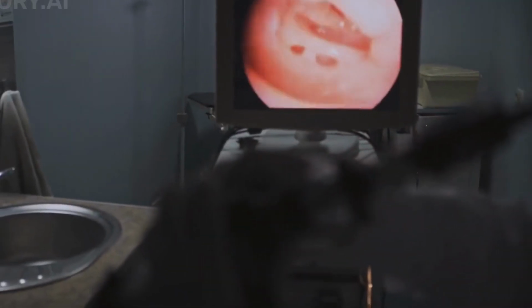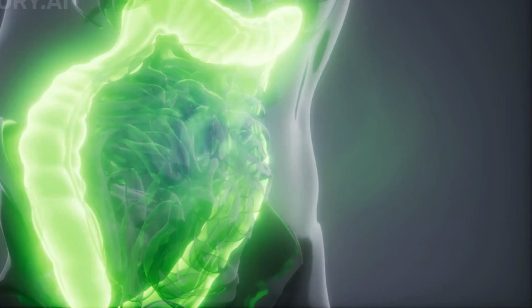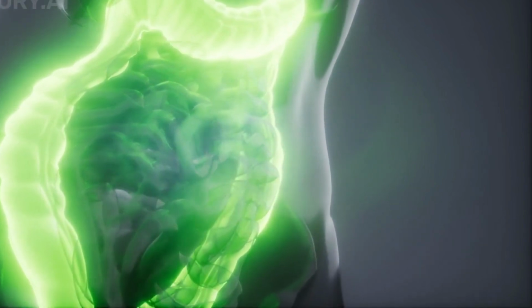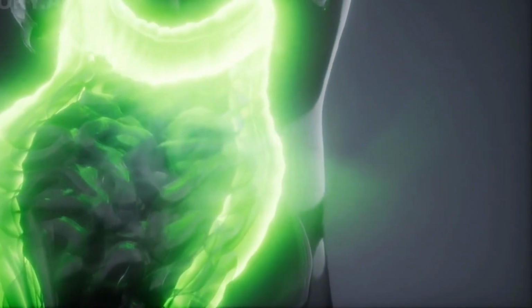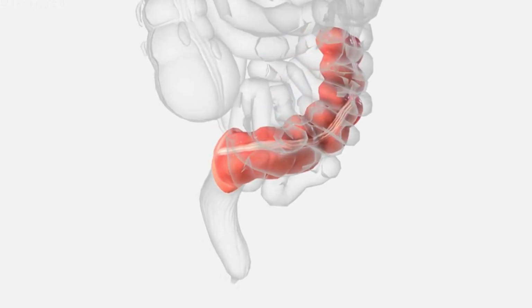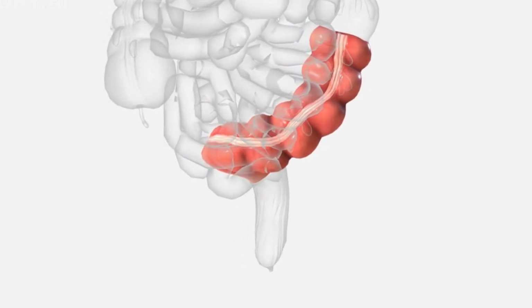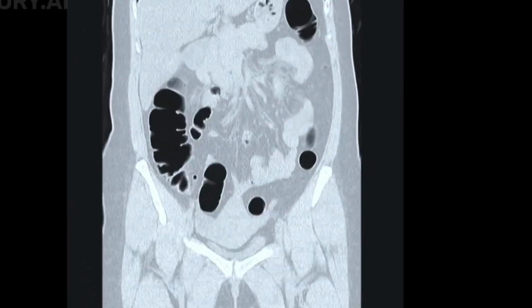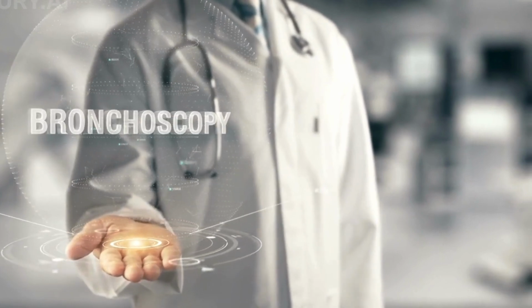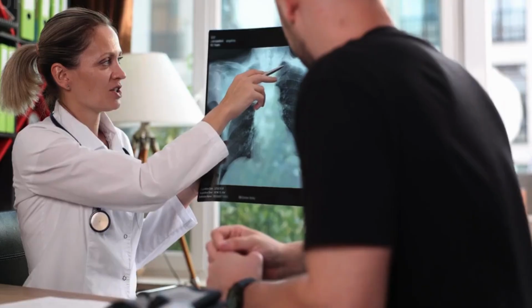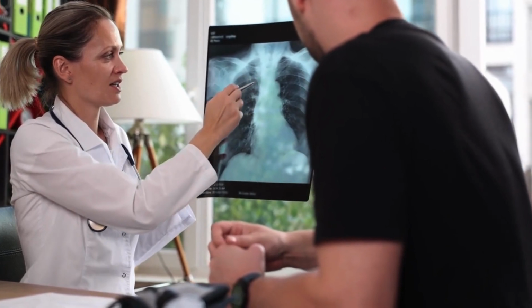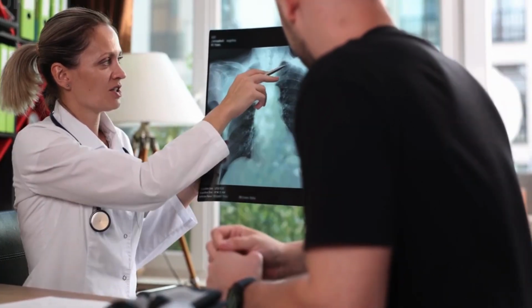2. Colonoscopy. Colonoscopy is used to examine the colon and rectum. It helps detect polyps, colorectal cancer, and inflammatory bowel disease. 3. Sigmoidoscopy. This procedure is similar to a colonoscopy but focuses only on the sigmoid colon and rectum. It is often used for colorectal cancer screening. 4. Bronchoscopy. Bronchoscopy allows doctors to examine the airways and lungs. It is commonly used to investigate lung infections, blockages, or tumors.